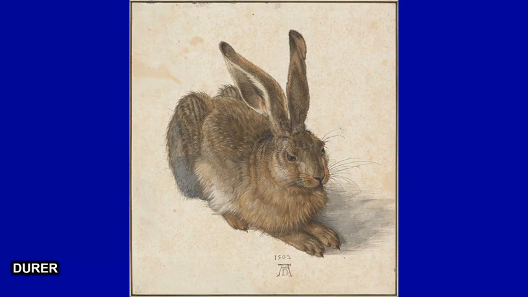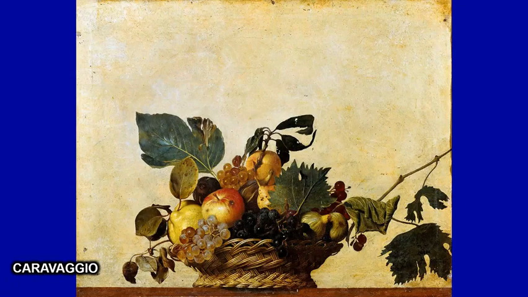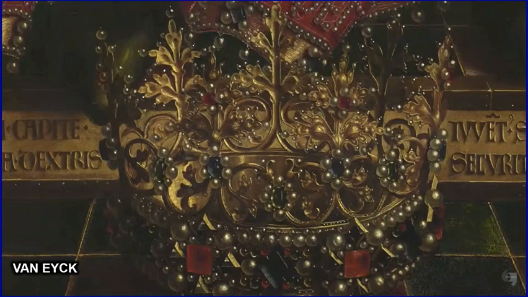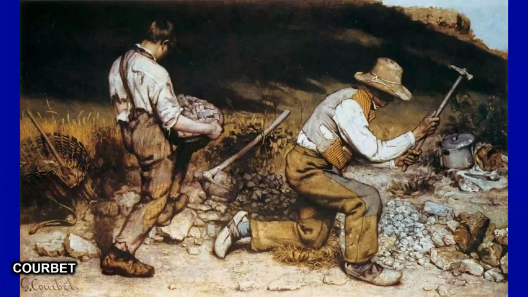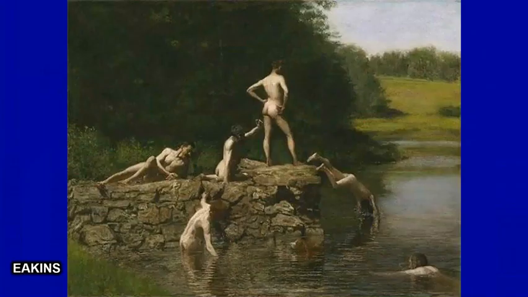Dürer also did amazing textures with his drawings and paintings of animals. Caravaggio, you can see the painting or the texture that's on the leaves, on the fruit, on the basket. Really incredible visual simulated texture. Van Eyck does the texture of the gold and the gems. Courbet, you can feel the texture of the rocks and the clothes. I don't mean that you can feel the texture, but it seems like you would feel the texture.